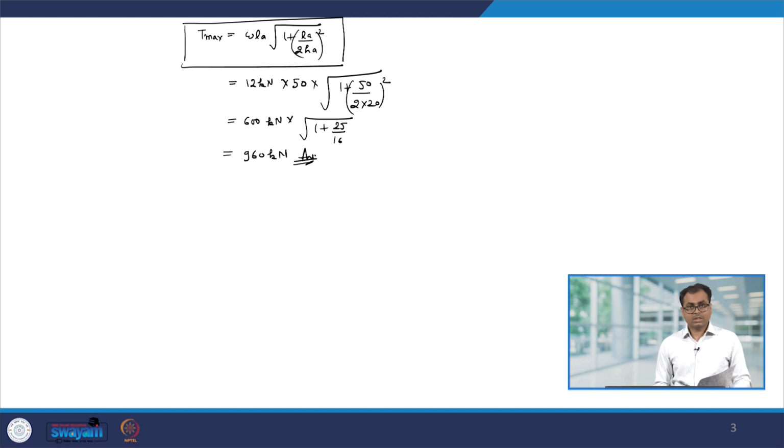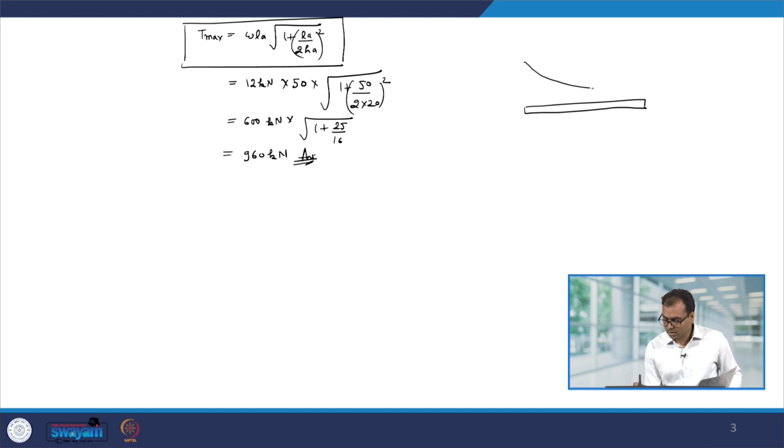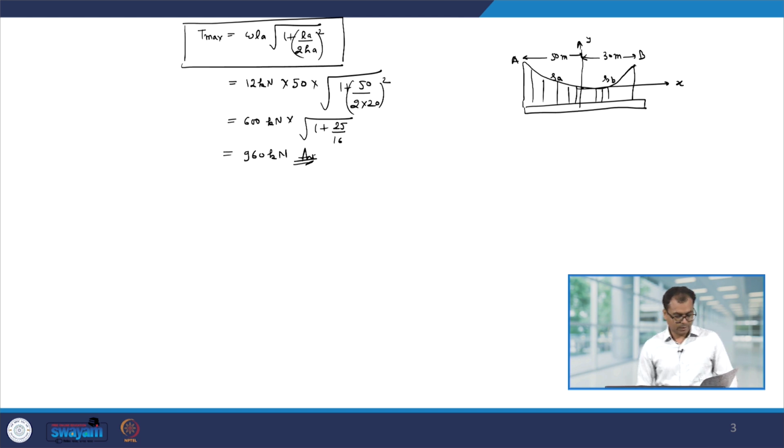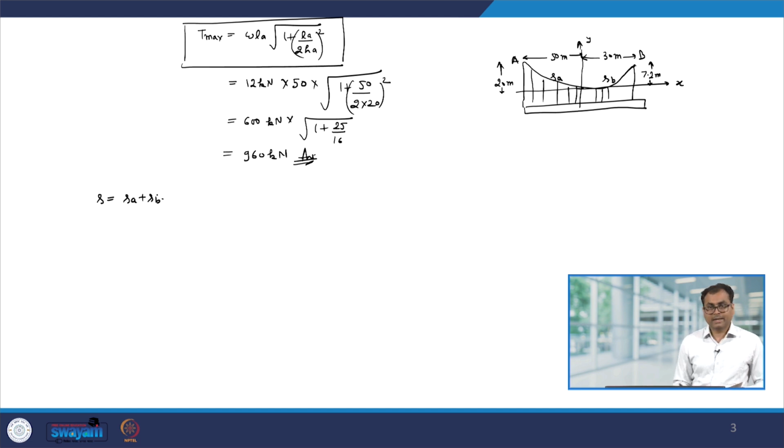Now, let us also find out what is the length of the cable. Remember we have the following setup: you have this weight, then you have this cable, and this is the minimum point, x axis, y axis, this is 50 meter, point A, point B, this is 30 meter, and let us call this SA and this SB. This is 7.2 meter and this one is 20 meter.